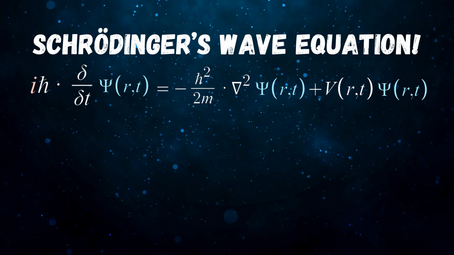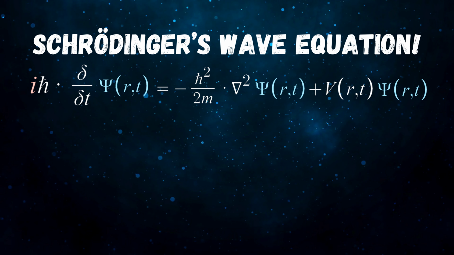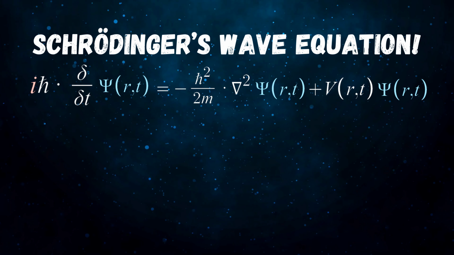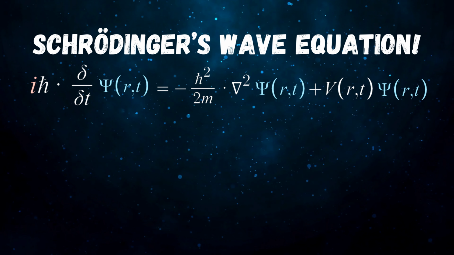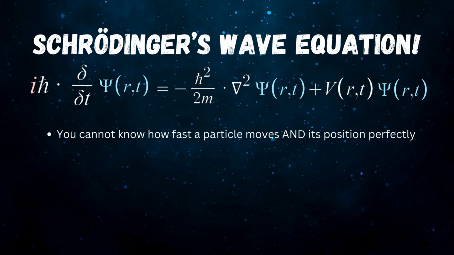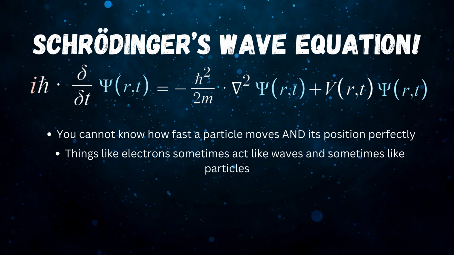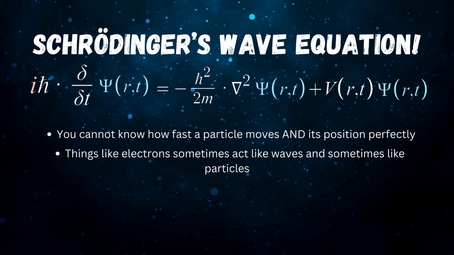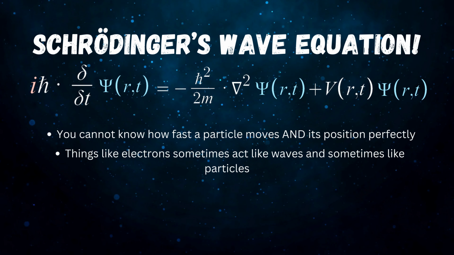One example is Schrodinger's wave equation, shown here, which describes the probability that you'll find a particle in a given location. It stems from two quantum physics concepts: the Heisenberg uncertainty principle, where you cannot know the position and momentum of any particle exactly, and wave-particle duality, where things like electrons and photons act both as a wave and a particle, but never at the same time.